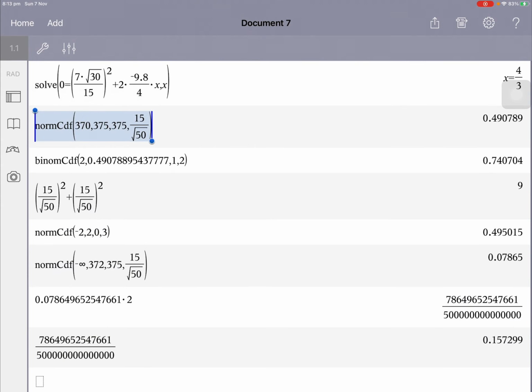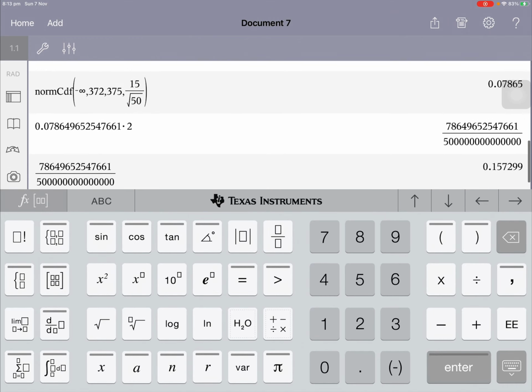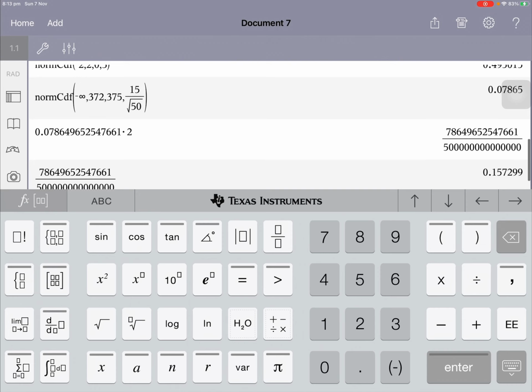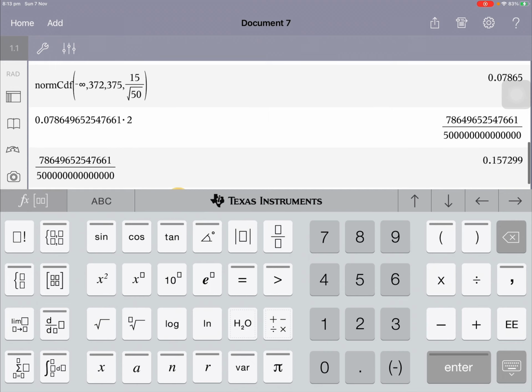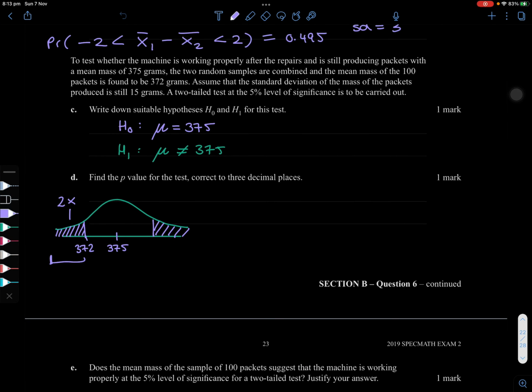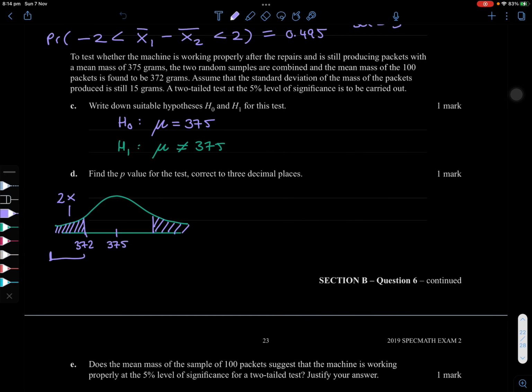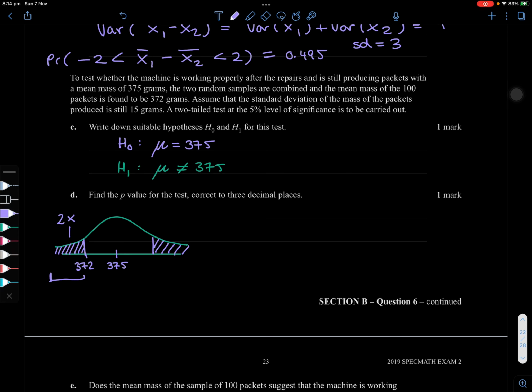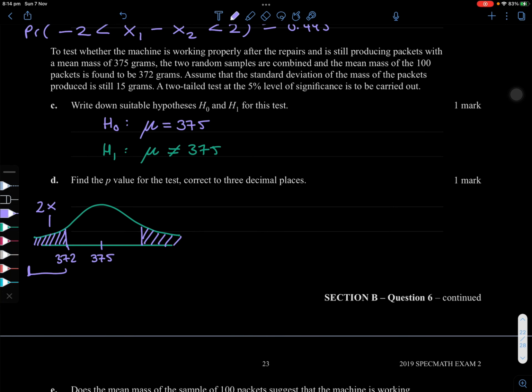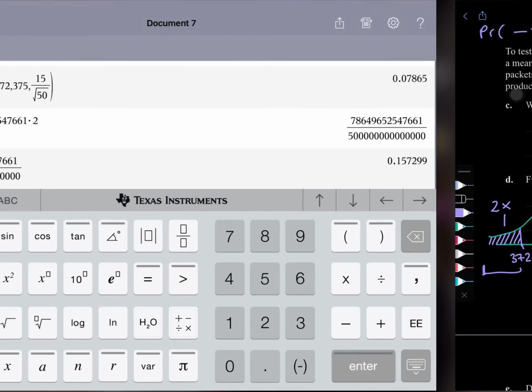Have I stuffed anything up here? Yeah, I did. I wrote down the wrong terminal. Wait, did I? Did I stuff anything up? What did I stuff up? Did I read it right? Yeah, 372. Wait, let's write this anyway. Probability of it. No, we don't need to write any working out. What am I messing up here? The mean is 375. It's still 15 grams. Oh, it's 100 packets. It's not 50. Okay, I'm stupid. So the new standard deviation would be 15 on root 100.